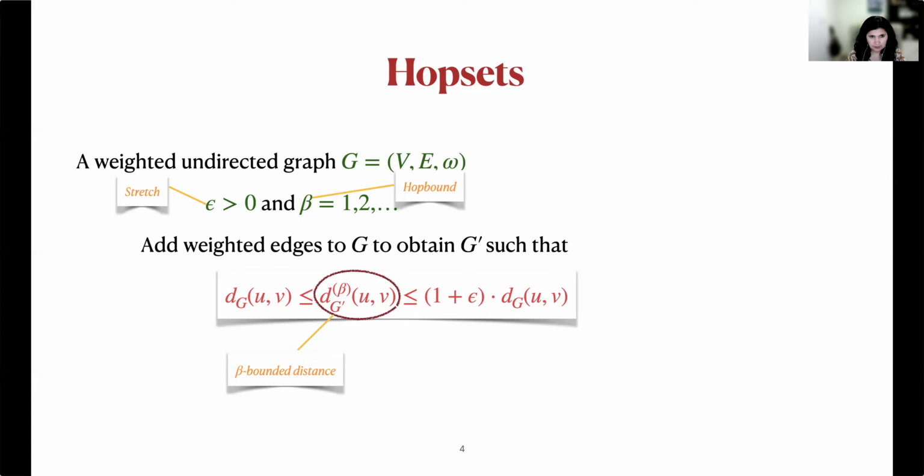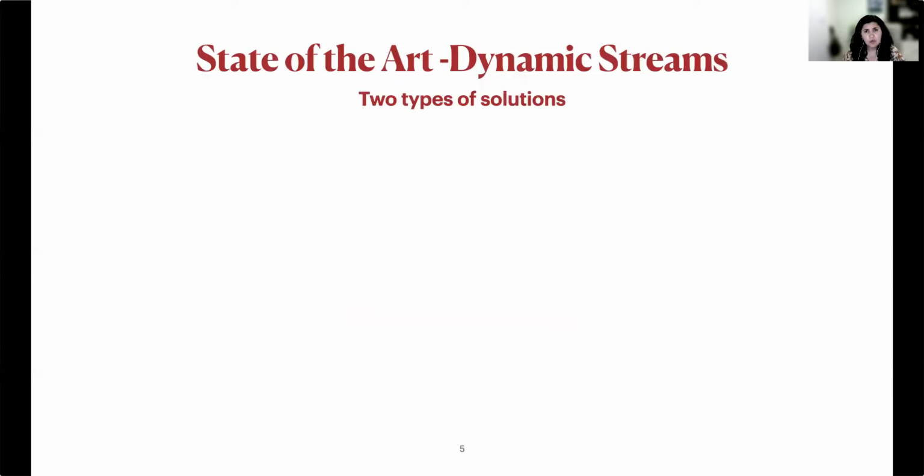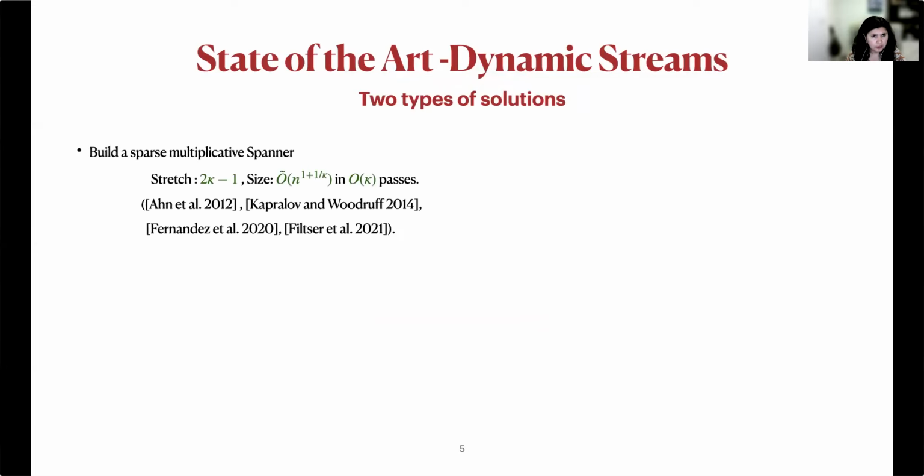And this is the structure we build for weighted graphs. So for the problem of computing shortest paths in dynamic streams, so far two types of solutions are known. The first type of solutions first build a multiplicative spanner with stretch 2 kappa minus 1, and size order n to the 1 plus 1 over kappa by making kappa passes through the stream.